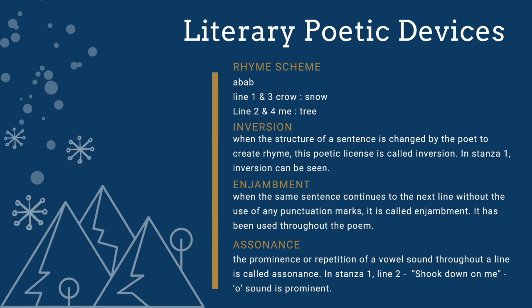Fourth, assonance. The prominence or repetition of a vowel sound throughout a line is called assonance. Now, if you look, stanza 1, line 2, shook down on me. O sound is prominent. It is repeated. And so that is why the poetic device assonance. Now, let's move on to stanza 2.